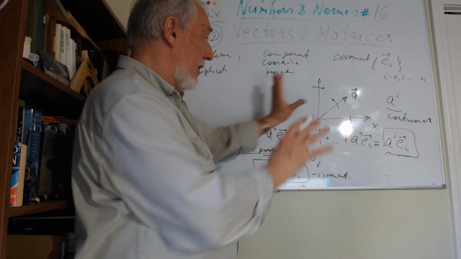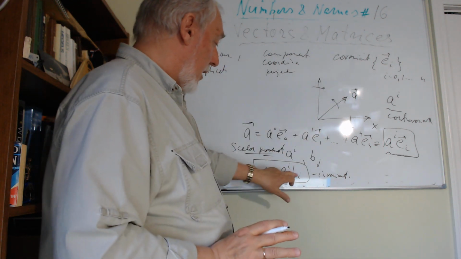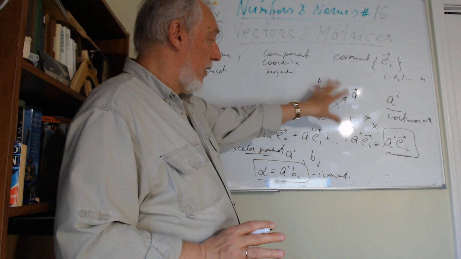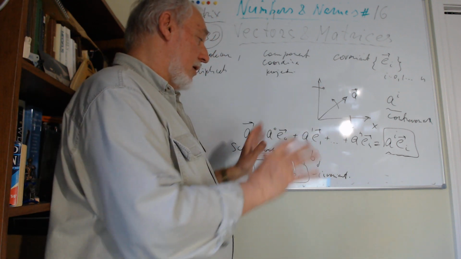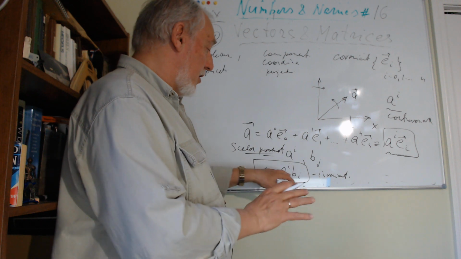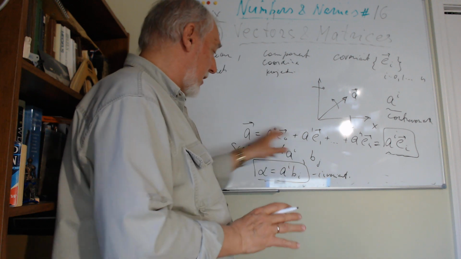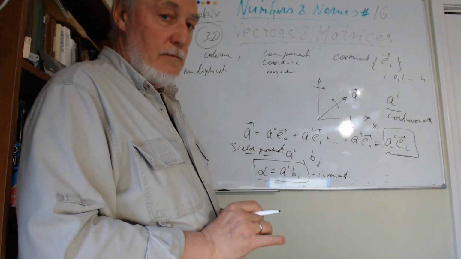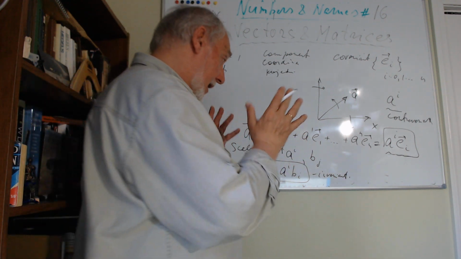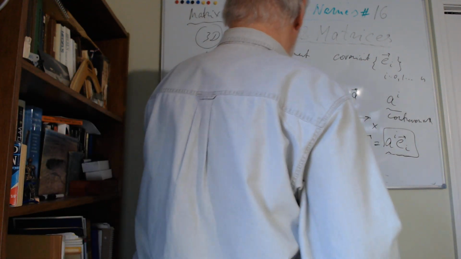When you change the basis, B goes with the basis and A goes contra the basis. They actually balance each other, and in the end this scalar product is not changed. Okay, so that's the idea. Why it is important.